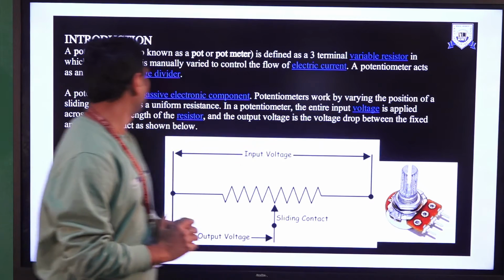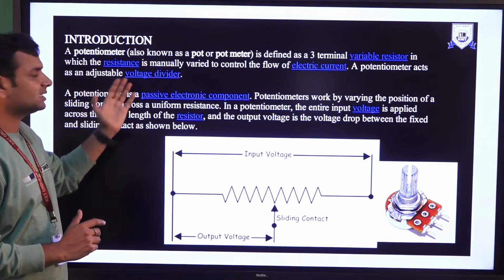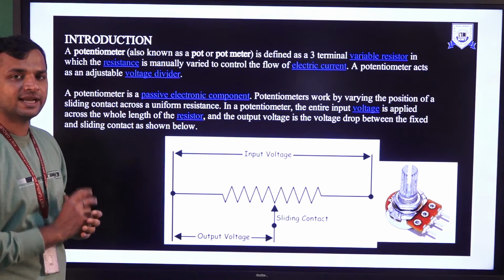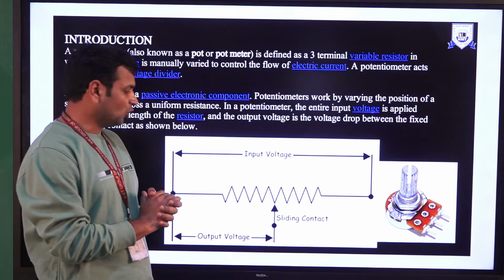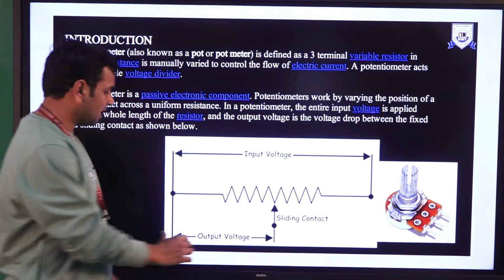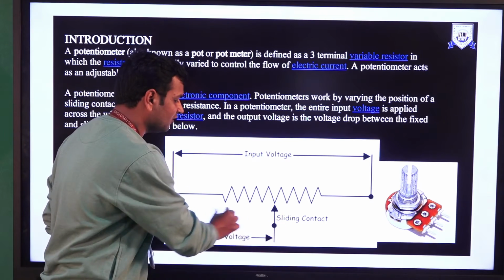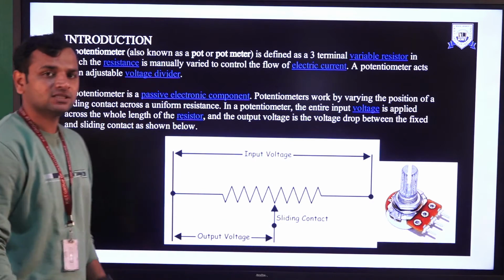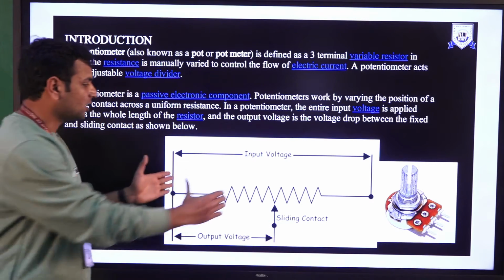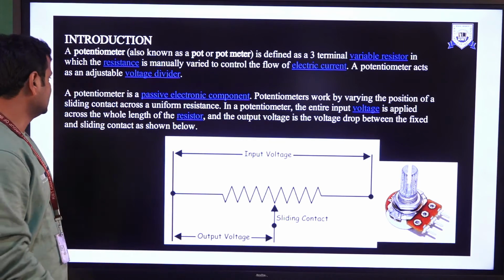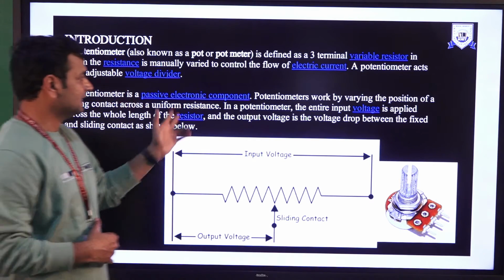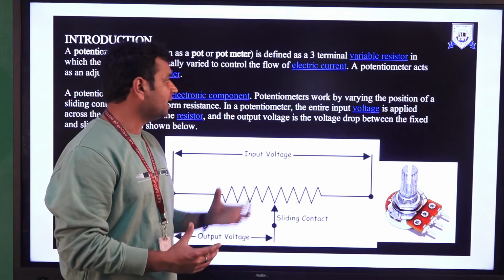So the potentiometer acts as an adjustable voltage divider. It can also be used as a voltage divider, because by varying this slider we can divide the voltage across the displacement or the length of the resistance. So a potentiometer is a passive electronic component.